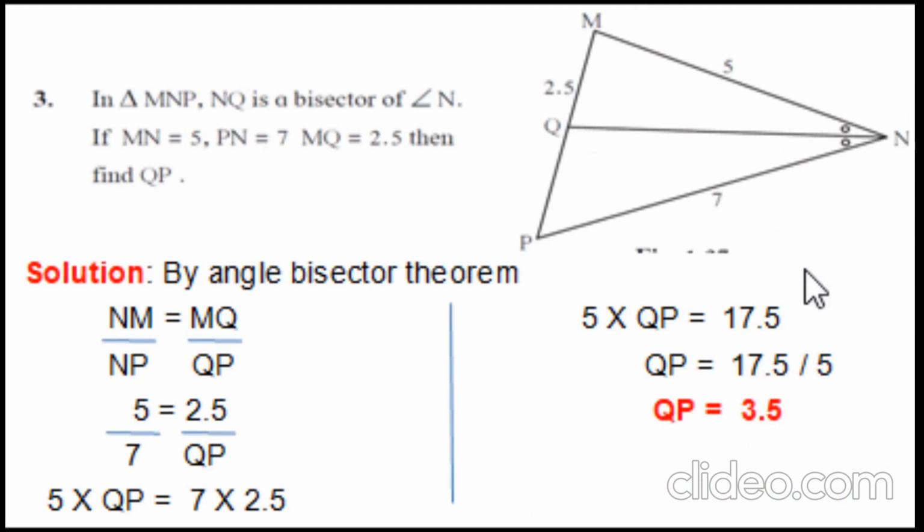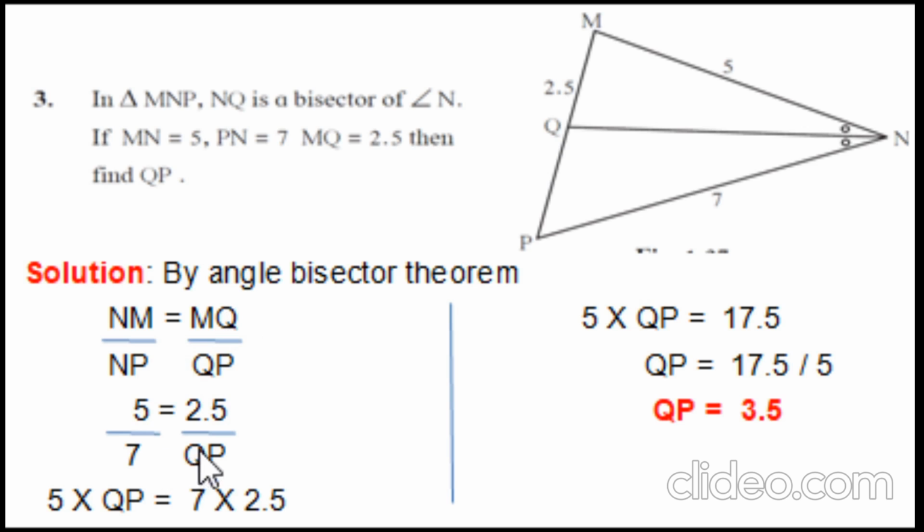Okay, next question. Here what is given? In triangle MNP, NQ is the bisector of angle N. We have already been given that NQ is the bisector of angle N. Now we are given the values of MN, PN, MQ, and we have to find QP. Here we directly use the angle bisector theorem. So by the angle bisector theorem, NM upon NP is equal to MQ upon QP.